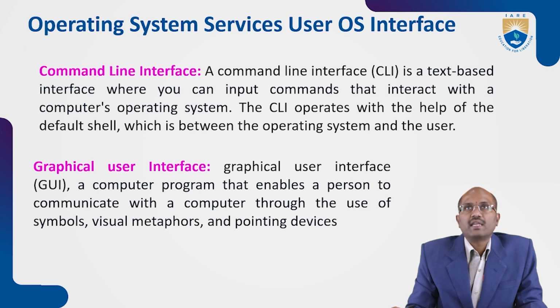Command line interface. A command line interface is a text-based interface where you can input commands that interact with the computer's operating system. The command line interface operates with the help of the default shell, which sits between the operating system and the user. The second one is the graphical user interface. GUI is a computer program that enables a person to communicate with a computer through the use of symbols, visual metaphors, and pointing devices.